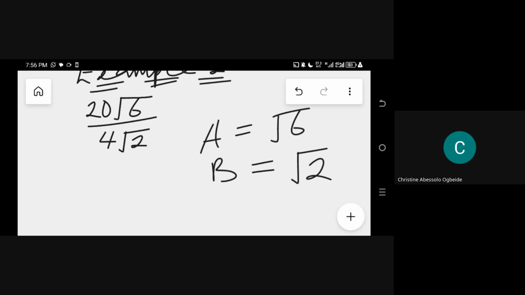The reason why we are using root 2 to multiply the top and the bottom is because it is root 2 that we are trying to eliminate. That is why we use root 2, not root 6, because we are not trying to eliminate root 6. It is root 2 that is at the bottom, which is irrational. It is not proper to have a root at the bottom of the denominator. So trying to remove that root at the bottom is what you mean by rationalization, rationalizing. Do you guys understand?